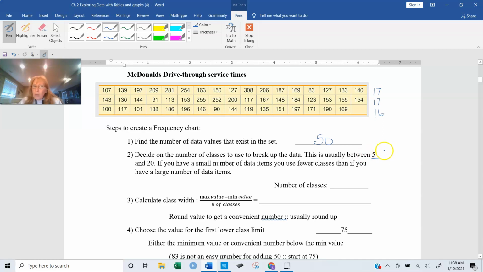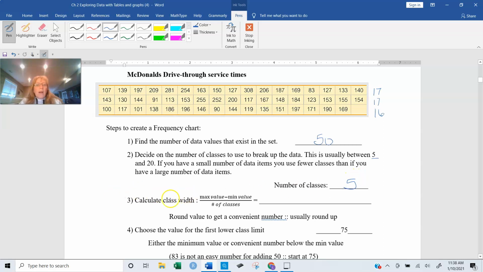You don't want to choose too large, because if you choose a number that's large, let's say 20, you're only going to do 2 per set on average, which means you'll have a lot of sets that are empty, and that is something we do not want. So we're going to choose 5 here because 50 technically isn't a lot of data. So the number of classes we're going to have is 5.